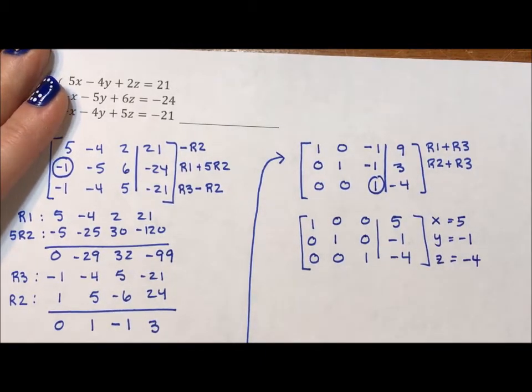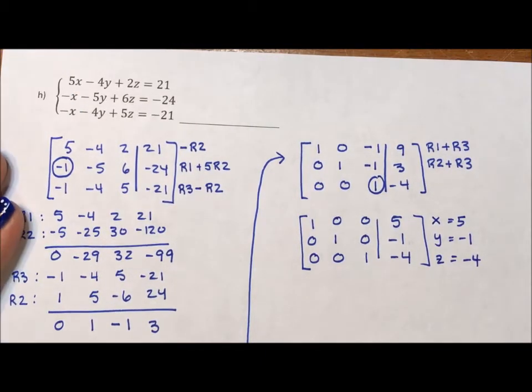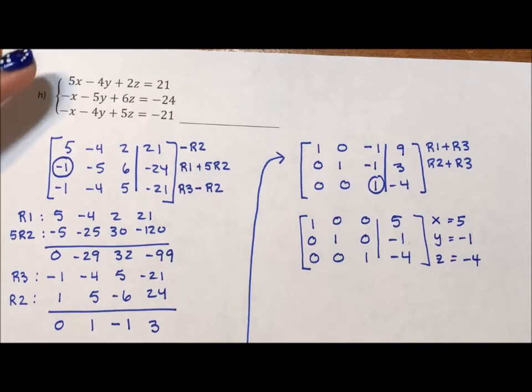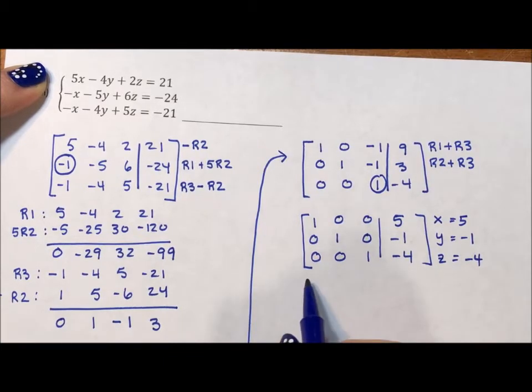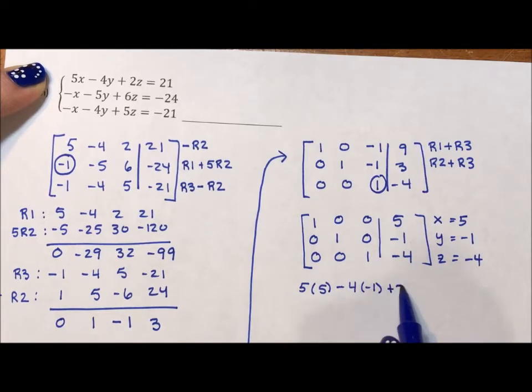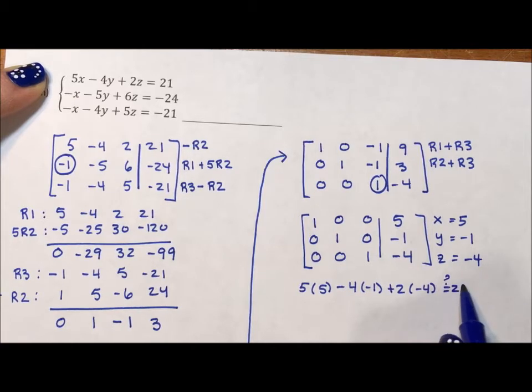What I'm going to do next, which I find very important in this kind of situation, is to check my answer. So I have my original matrix here, and I'm going to check each of these. I'm going to say, is 5 times 5 minus 4 times negative 1 plus 2 times negative 4 equal to 21? So let's see, that's 25 plus 4 minus 8, and that should work.